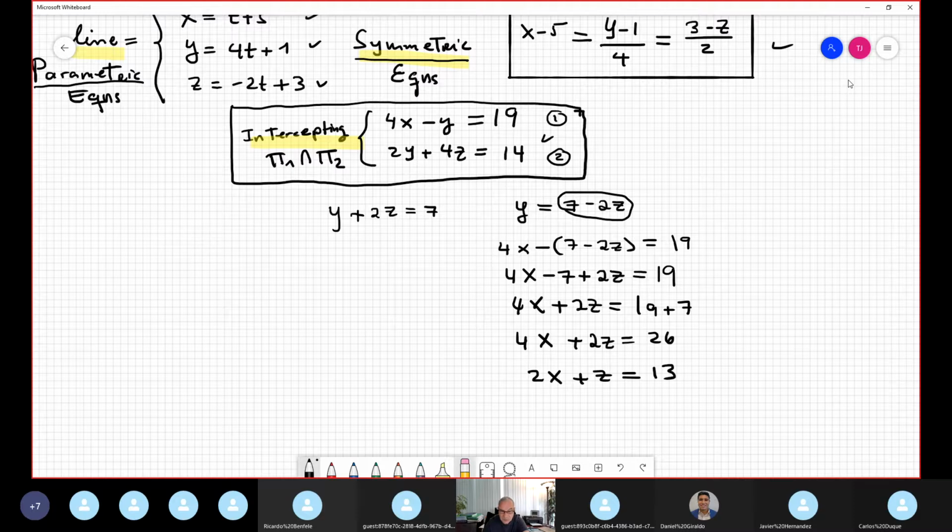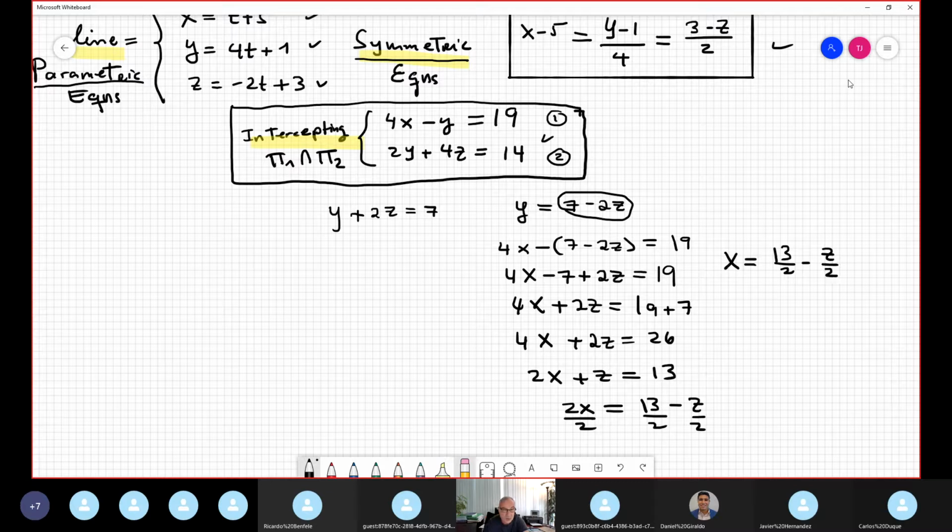Just one more time, I solve for x. I have 2x is equal 13 minus c, divided by 2. Actually, we have x is equal 13 over 2 minus c over 2.